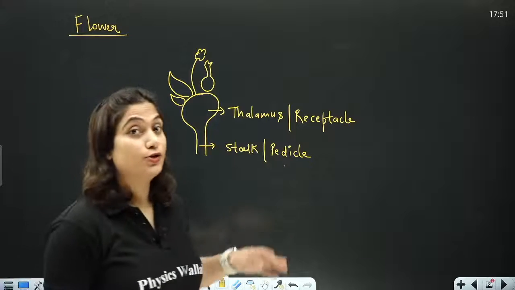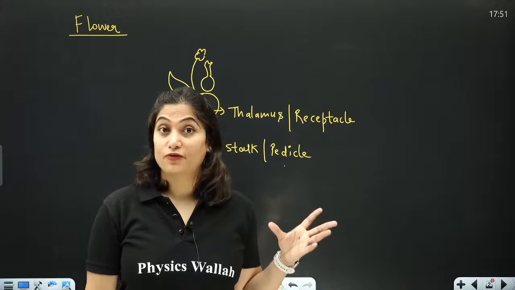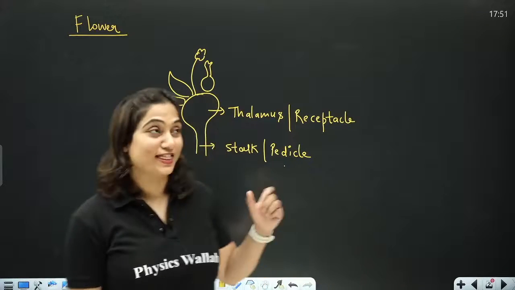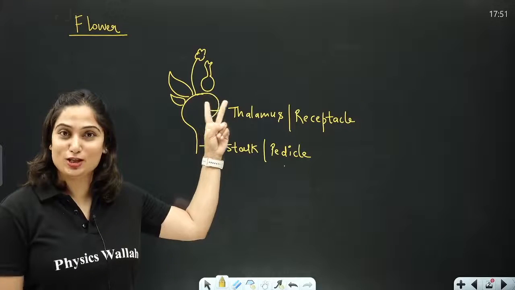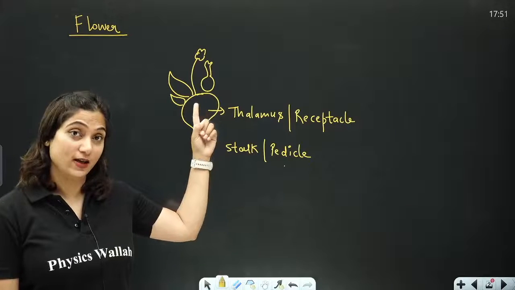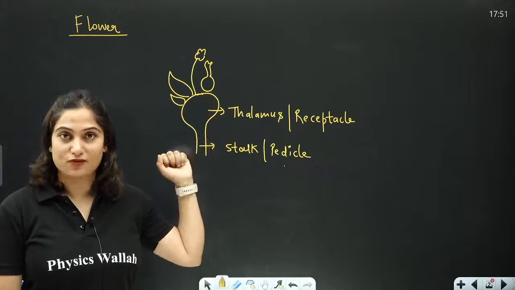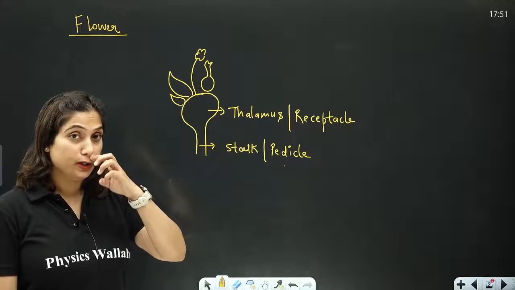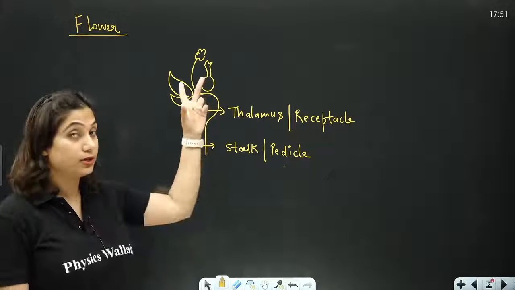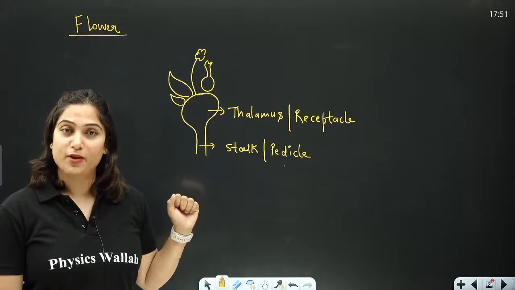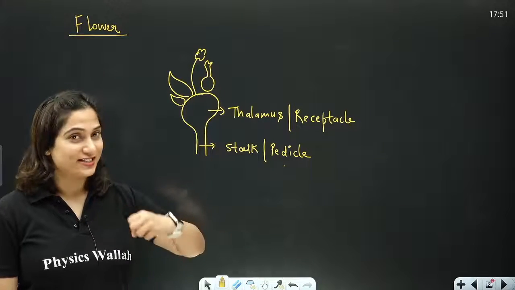Yes, beta. So now we are going to deal with the process of reproduction in the flowering plants. That means we are going to deal with these two parts, the stamen and the carpel. The petals and the sepals are the protective units of the flower. Sepals protect the inner parts, and the petals attract the insects.